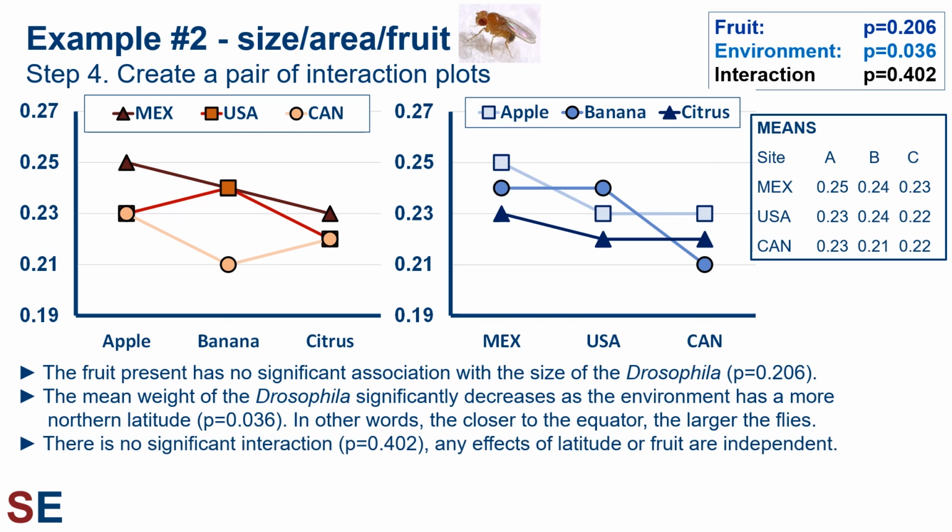Finally, while it may appear that there is an interaction between the factors from the lines not being parallel, our non-significant result from the ANOVA tells us that these apparent patterns probably aren't real and are just noise. We would write this as, there's no significant interaction, p equals 0.402. Any effects of latitude or fruit are independent.